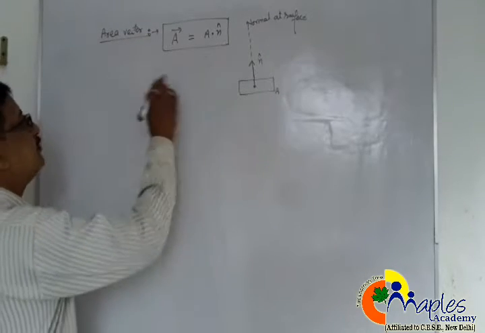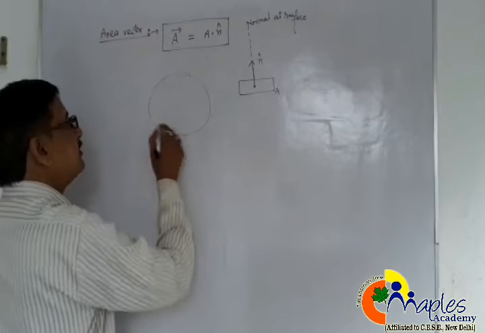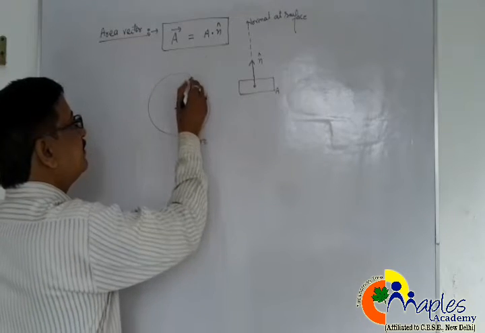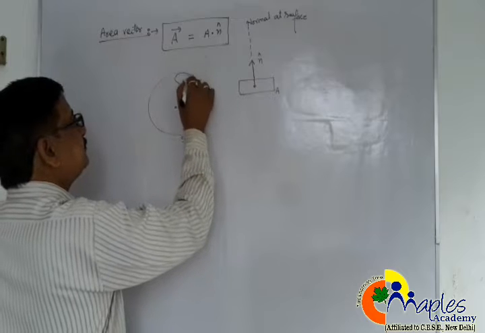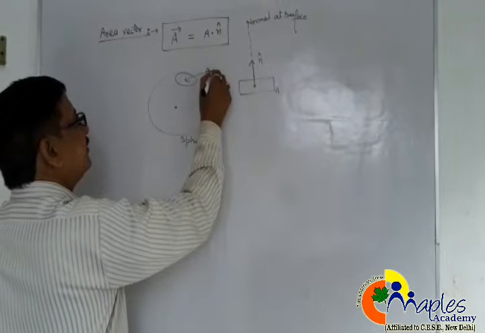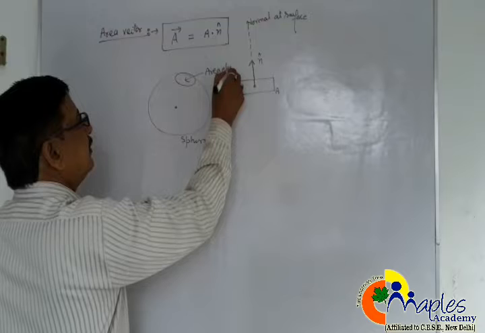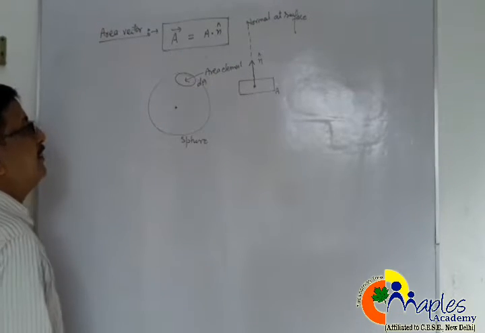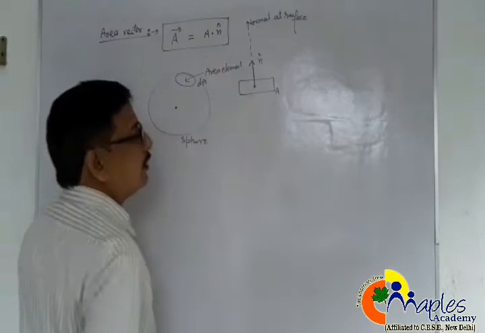Next is small area element. Suppose we have a sphere. This is a sphere, and on its surface we take a small area. This is called area element, and it is denoted by dA. What will be its direction? Again perpendicular.